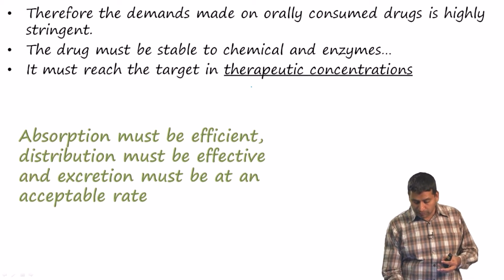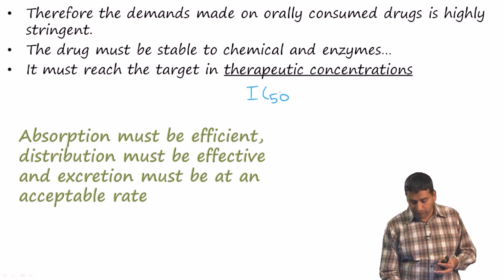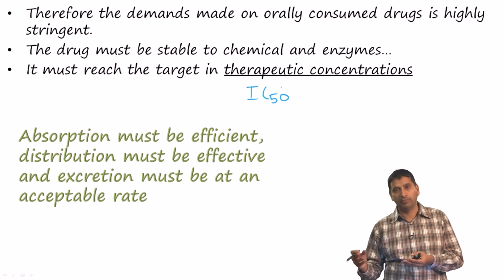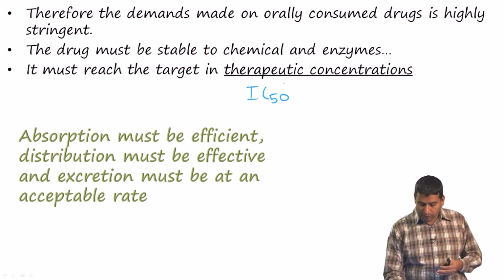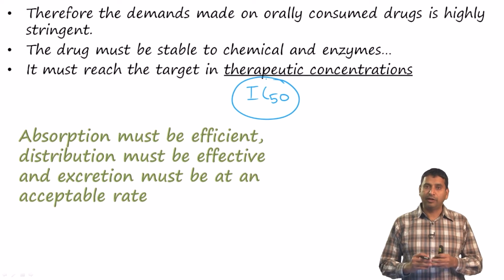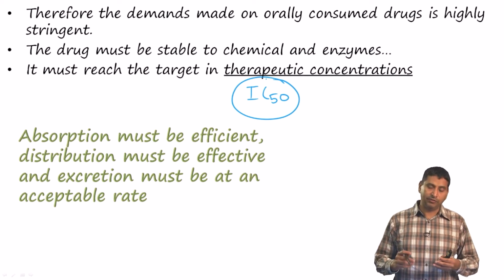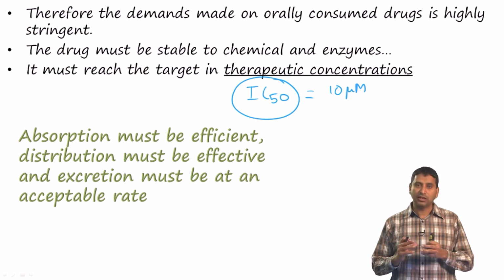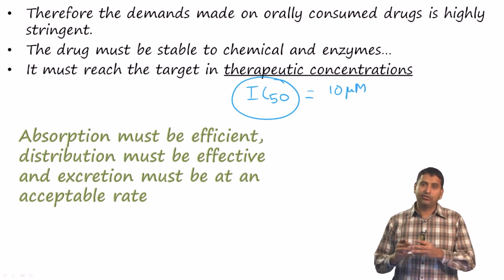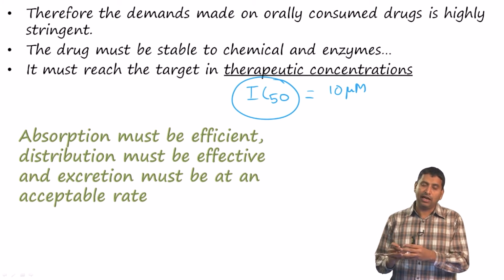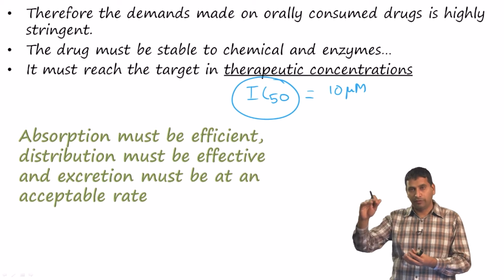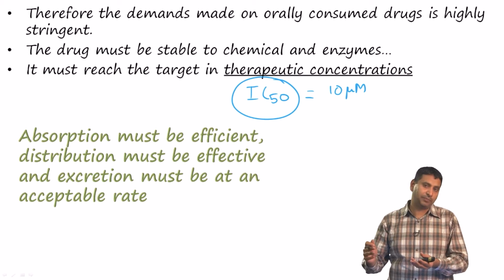We have looked at parameters such as IC50, which is basically the concentration of the drug required to inhibit 50% of, let us say, an enzyme activity. Okay. So, let us say IC50 is some 10 micromolar. Now, this drug has to reach the site at 10 micromolar concentration at least for you to see a 50% reduction in the activity of the enzyme.